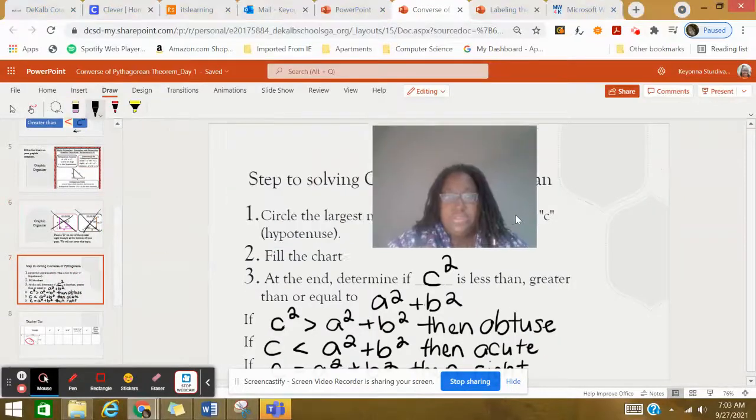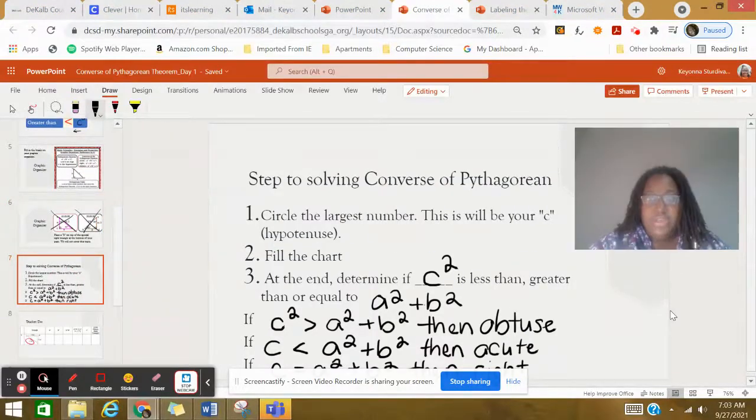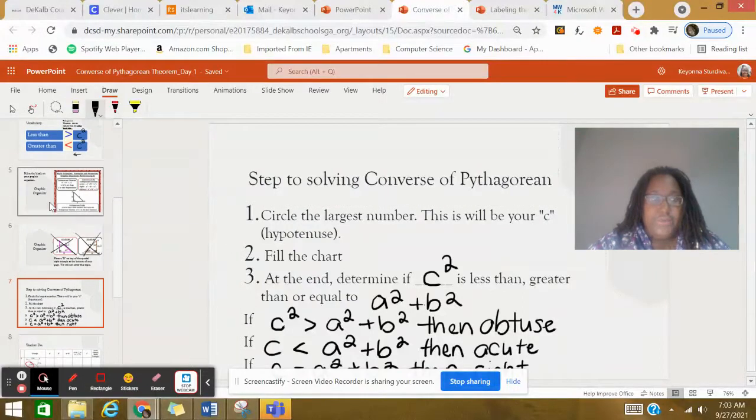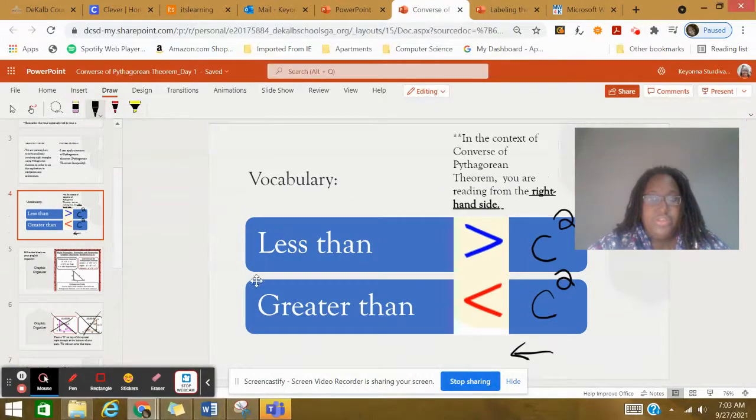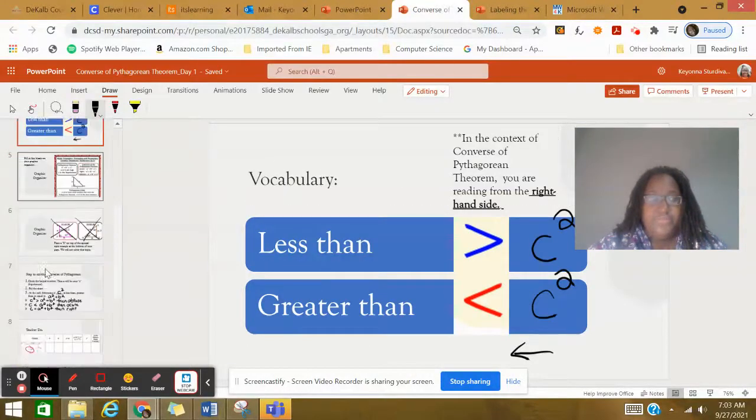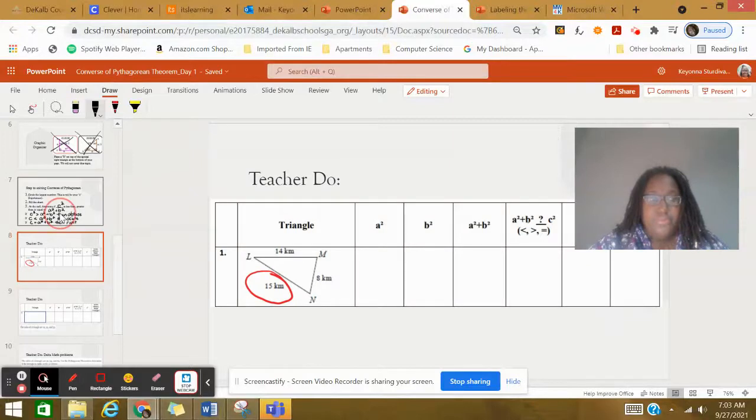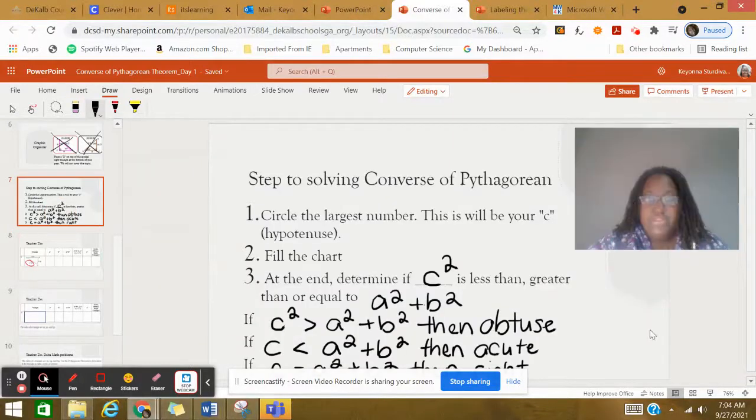All right, so again, let's look at the steps for solving the converse of the Pythagorean theorem. Make sure you write this down in your notes. The graphic organizer, you just fill it in. Make sure you write the vocabulary down in your notes. Here are the steps. Circle the largest number. They're going to give you three values, and you need to figure out which is the largest. Whatever the largest number is, you're going to circle it, and this will be your c, also known as your hypotenuse.